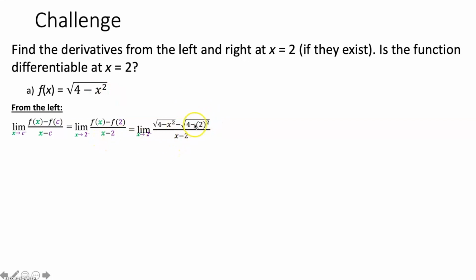Now let's simplify. 4 minus 2 squared is just 4 minus 4, which is 0. And the square root of 0 we know is 0. Now, let's try plugging in 2. If I plug in 2 here and here, I get 0 over 0. No, that's an indeterminate form, so I have to try to simplify this more. How can I do that?